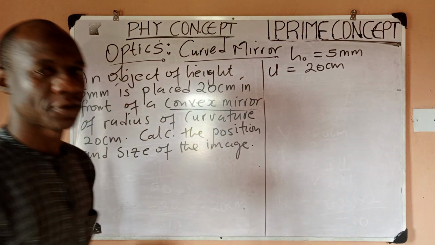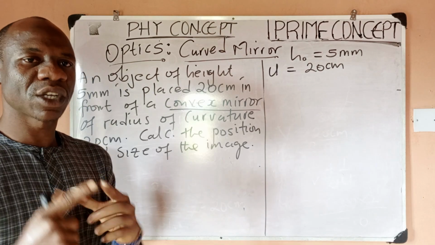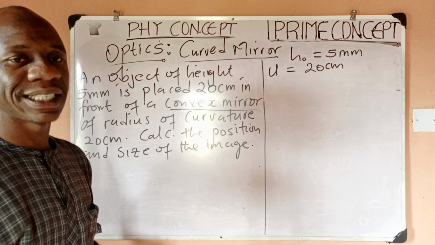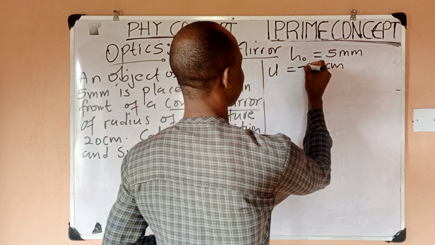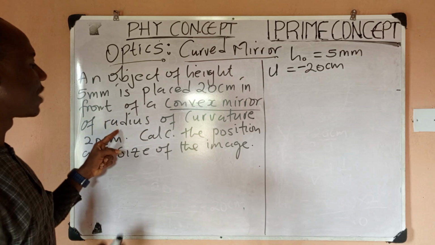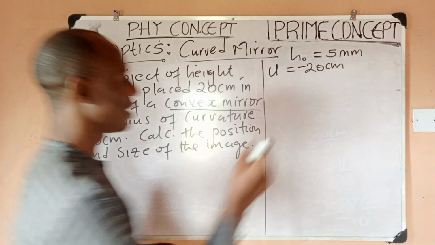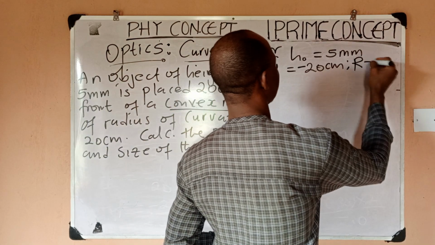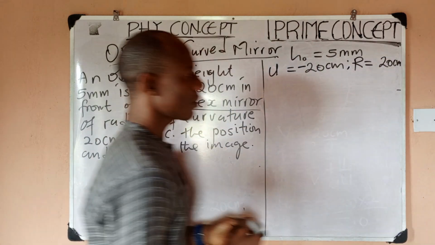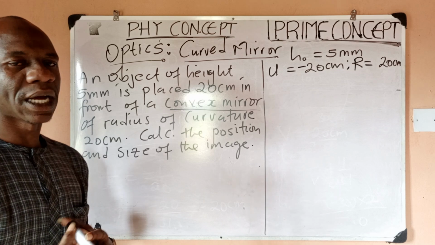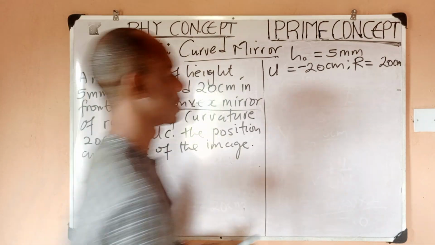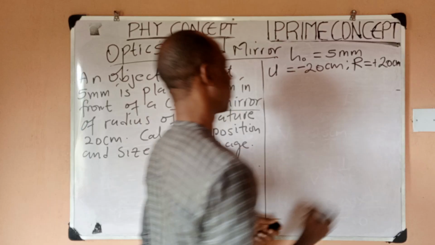And if you recall from our sign convention, we mentioned that object distance for both concave and convex mirror are always negative. So I'm simply going to insert my minus sign there. Then they said the convex mirror of radius of curvature 20. So it means that our radius of curvature r is 20 cm. For a convex mirror, our radius of curvature, is it positive or negative? You are very correct. It's positive. So this is our radius of curvature.